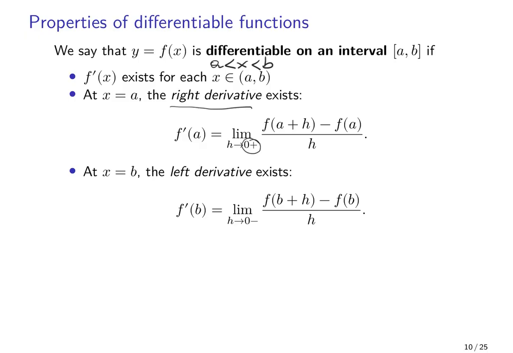And then on the other end of the interval, x equals b, the left derivative should exist. How do you find that? Well, again, same definition, but you take a left limit. This is very similar to being continuous on an interval. So here, compare with continuous on an interval.